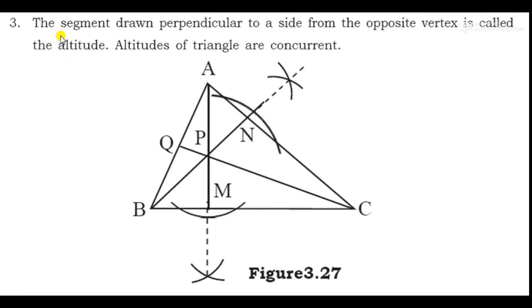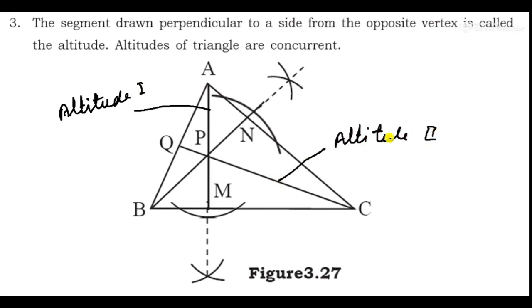Now come to the third. The segment drawn perpendicular to a side from the opposite vertex is called an altitude. This side is BC, and opposite to it is vertex A. So the perpendicular line drawn from vertex A to this side is called an altitude. So that is the first altitude. Now this one is the second altitude, and this one is the third altitude.